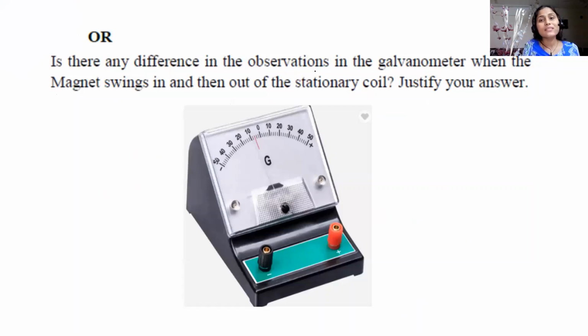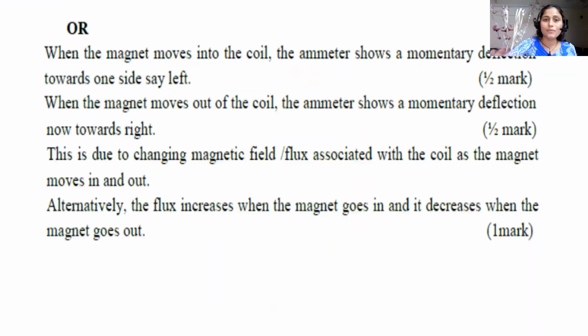Is there any difference in the observation in the galvanometer when the magnet swings in and then out of the stationary coil? Justify your answer. So they are asking us, will there be any difference in the observation in the galvanometer when the magnet swings, when it is coming in, and when it is going out? Yes, there will be a difference, right? And you know that very well.